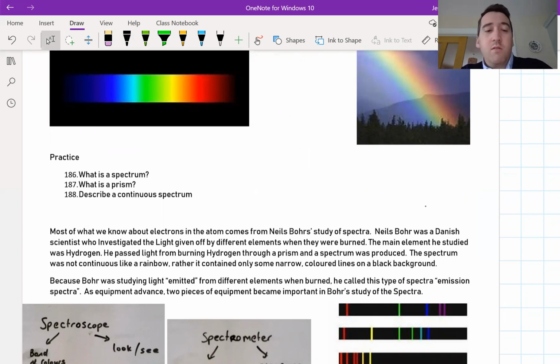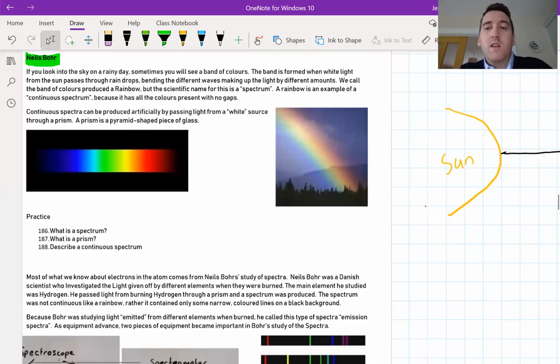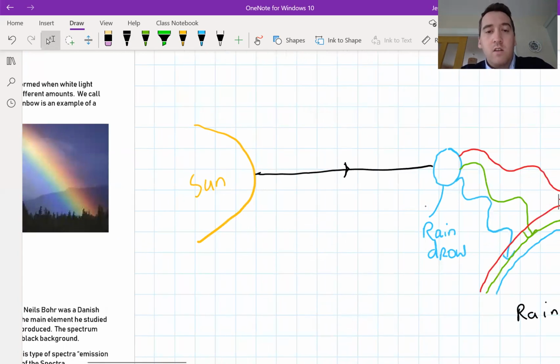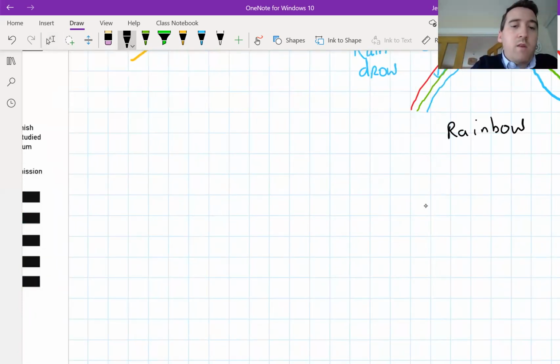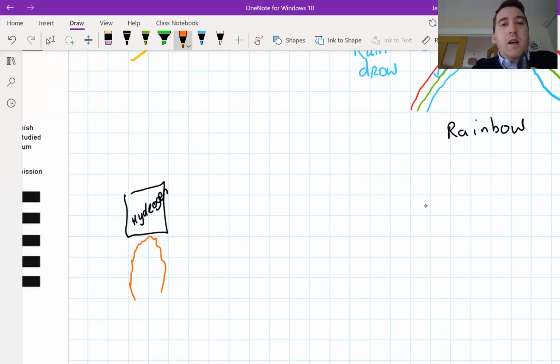Niels Bohr was a Danish physicist, and he investigated the light given off by different elements when they were burned. So Bohr wasn't studying the light from the sun like this. That's white light. Bohr instead was taking samples of elements, and the element he mostly worked with was hydrogen. So he took hydrogen gas and burned it. He put a flame under it.